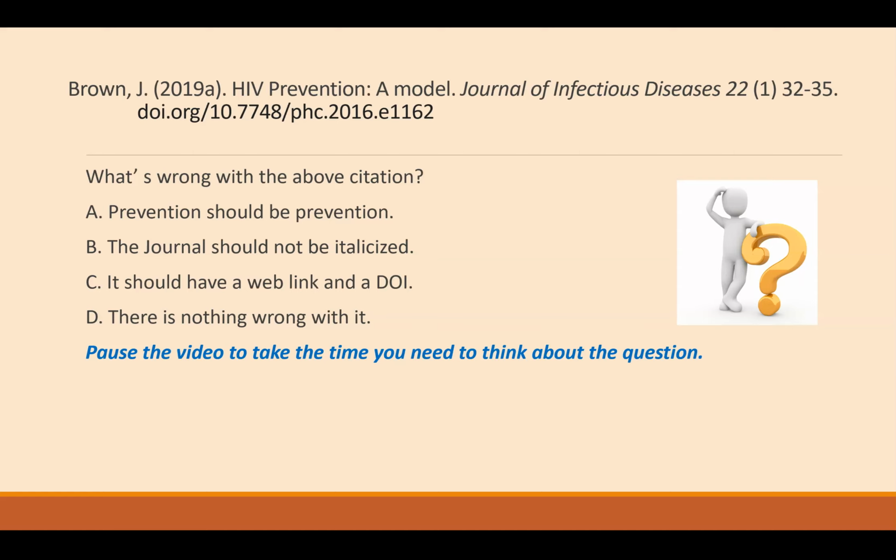Should prevention have a small p instead of a big P? Should the journal name not be italicized? Do you need a web link and a DOI, or is there nothing wrong with it? Please pause the video to take the time you need to answer the question.